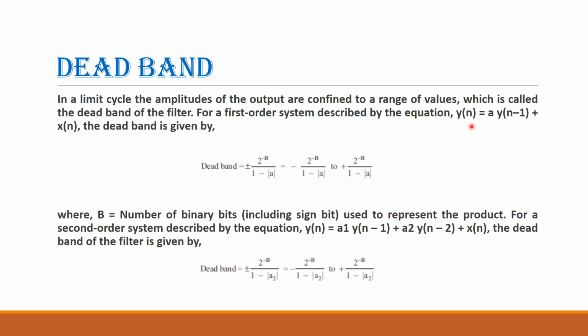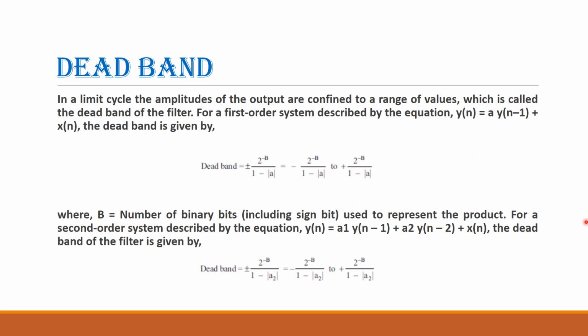This is the case for a first order system. A first order system has only one pole: y of n is equal to a into y of n minus 1 plus x of n. This is the deadband. Here b represents the number of binary bits, and you have to remember one thing: the number of binary bits includes the sign bit. Normally for negative numbers we represent the sign bit as 1, and for positive numbers the sign bit is 0. So including the sign bit, the total number of binary bits is represented as capital B.